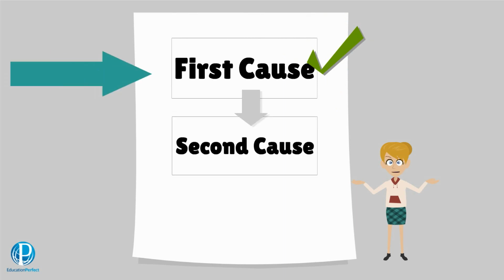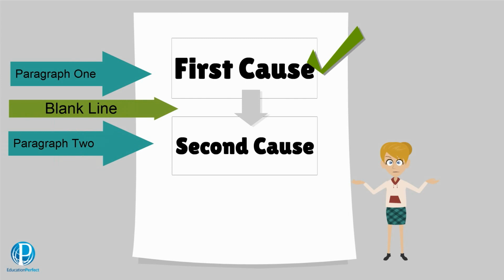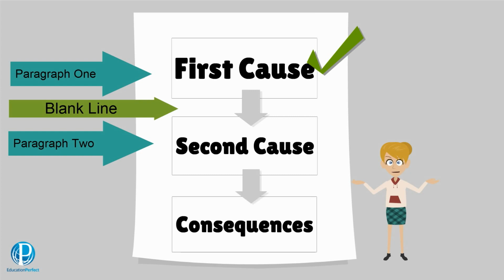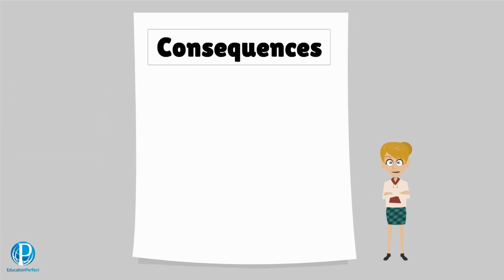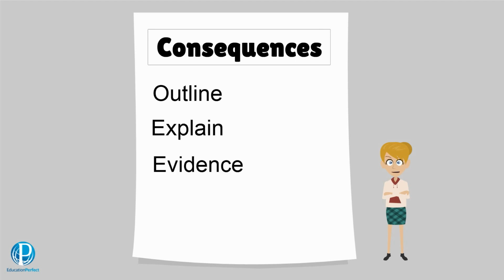Remember to separate each cause and consequence into its own paragraph and make sure each paragraph is separated by a blank line. When you have written about all your causes, it's time to write about the consequences of your historical event. Now this is easy. Just do exactly what you did for the causes. Outline your consequence, follow it with a few sentences to explain it, use lots of evidence to back up your point, and link it back to the question while developing your argument.